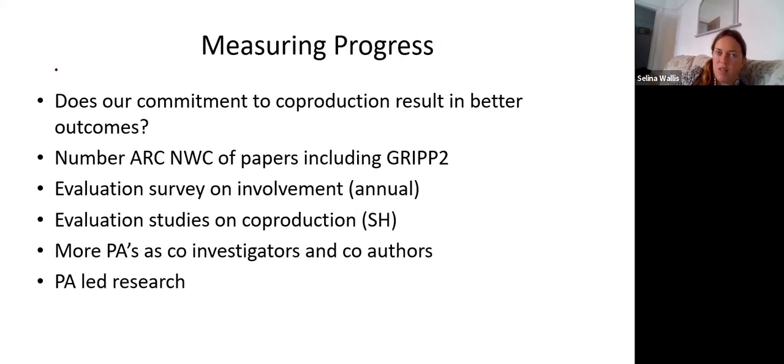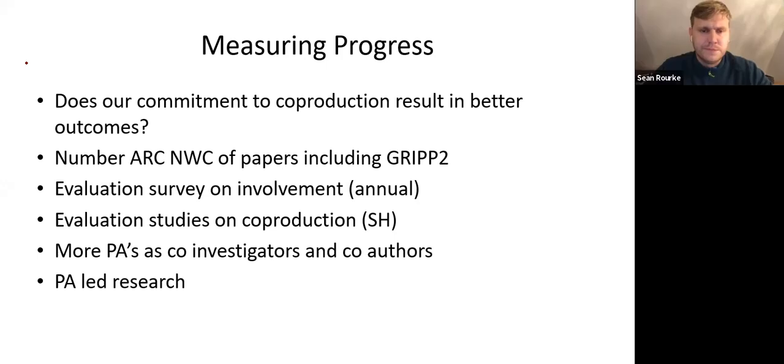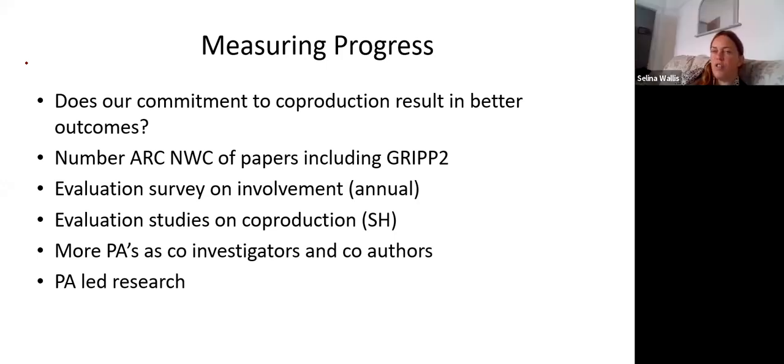So the kind of things that we might do as a team to measure progress is we're trying to show whether our commitment in the ARC to co-production results in better outcomes. So, we're going to record going forward the number of ARC papers that are including the GRIPP2. It's not mandated, so we're not saying you have to include the GRIPP2 in your paper. And obviously, different journals have got different requirements. But we are saying it's good practice and we would like to see you doing it if you possibly can.